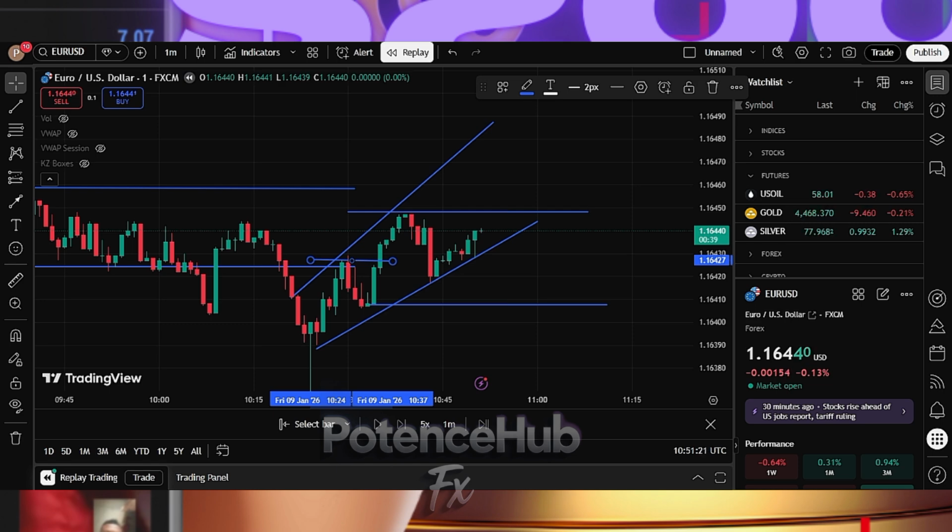I'm going to indicate all the necessary entry point levels that you could enter from in this particular trade. So you'd see how well this analysis is. So pretty much this is very simple.